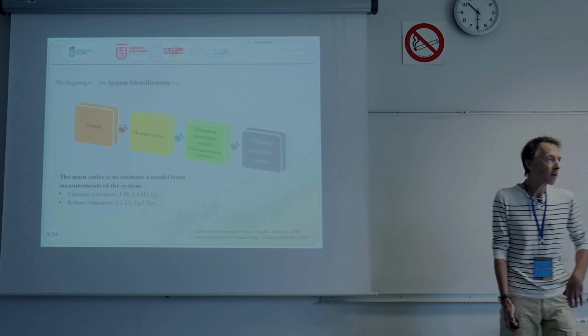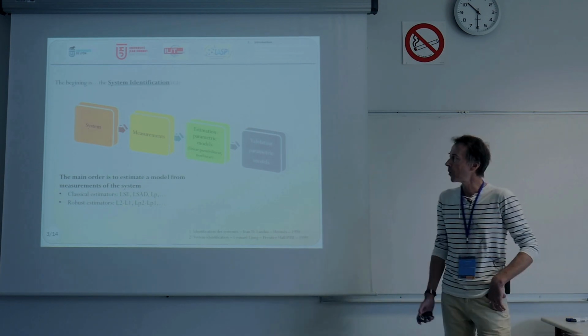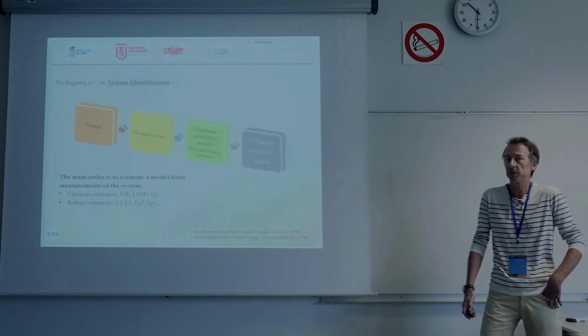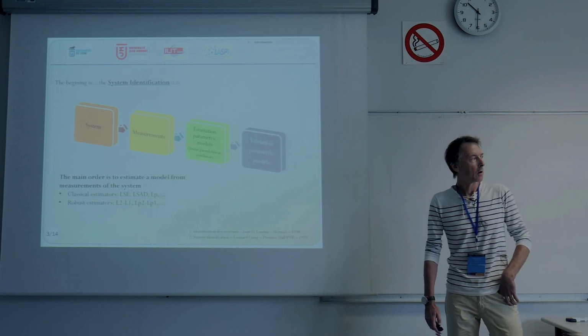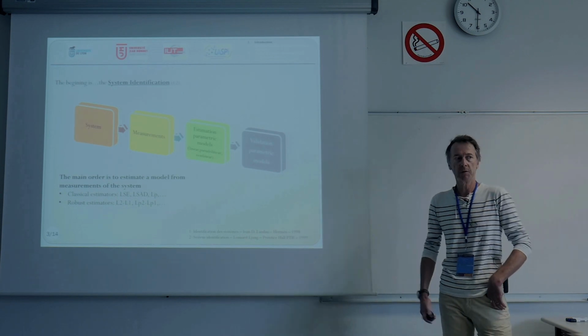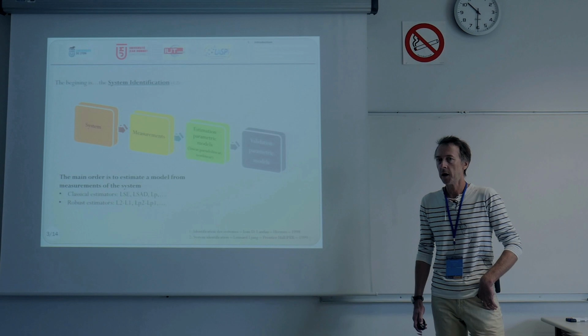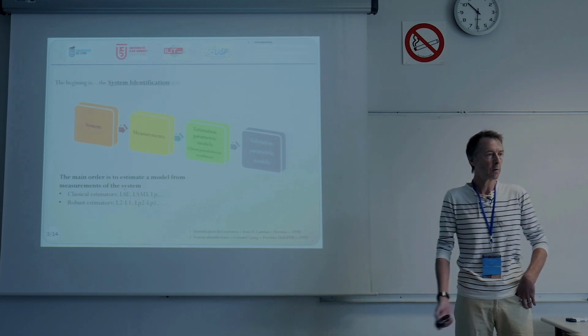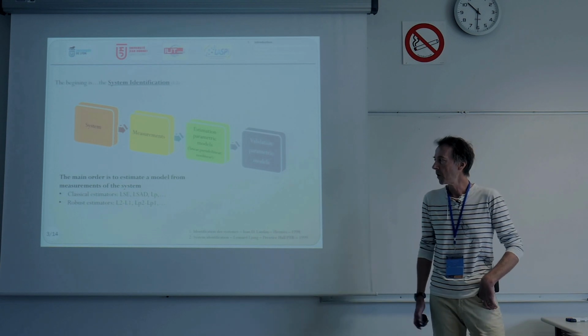The beginning of this work is system identification. What is system identification? In fact, this is to estimate the system model structure from measurements, and we carry out an estimation of the parameter vector.